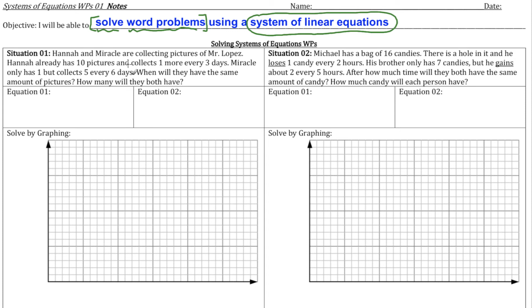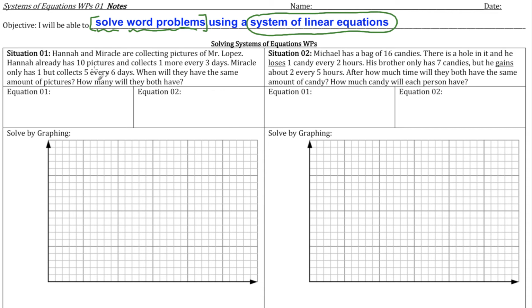Hannah and Miracle are collecting pictures of Mr. Lopez. Hannah already has 10 pictures and collects one more every 3 days. Miracle only has 1, but collects 5 every 6 days. When will they both have the same amount of pictures? So we're talking about Hannah and Miracle's pictures, right? That's ultimately what we're concerned about. Hannah and Miracle's pictures, because we want to know when they're going to be the same.